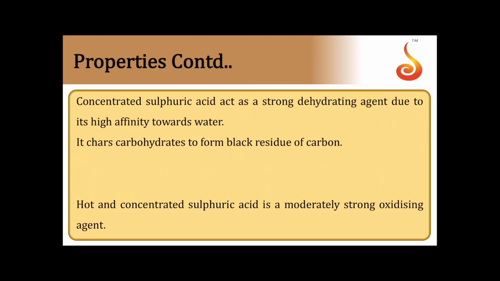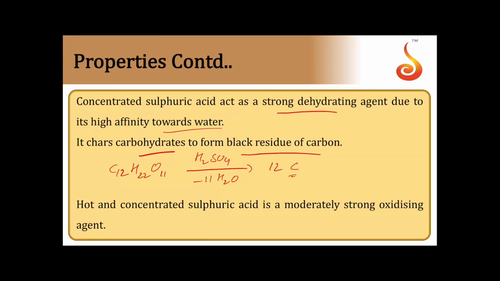The acid has a strong dehydrating property and a great affinity towards water molecules. It chars carbohydrates and forms a black residue because of its dehydrating property. Suppose you take the carbohydrate C12H22O11 in the presence of concentrated sulfuric acid. It absorbs water molecules completely, 11 H2O molecules, and finally carbon is left off. So we can see a residue of carbon form.